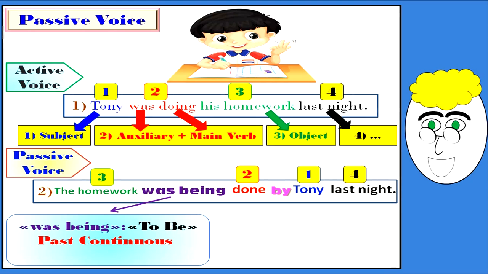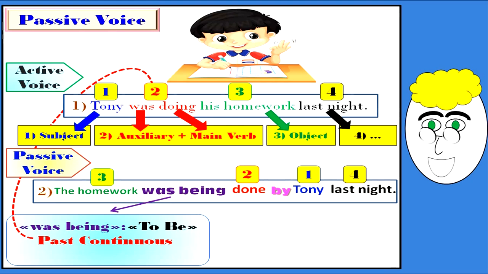Why the past continuous of the verb to be? There is a relationship between the tense of the verb to be here, which is the past continuous, and the tense of the main verb in the sentence in the active voice, which is "was doing." Okay? This is also the past continuous because the main verb in the active voice is in the past continuous. To be must be in the past continuous.